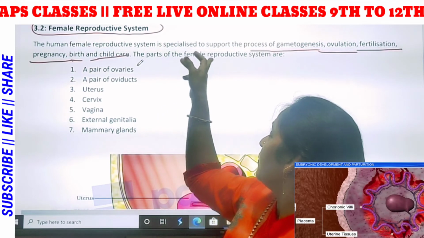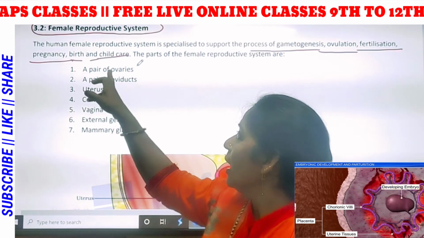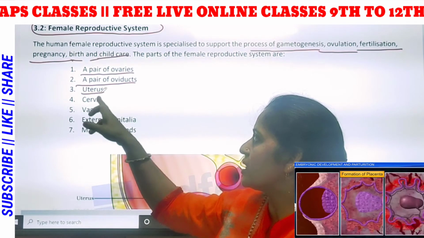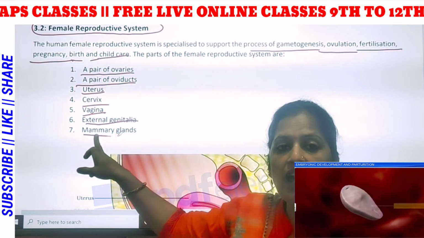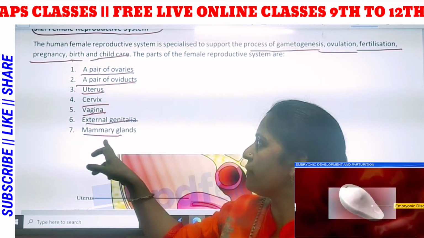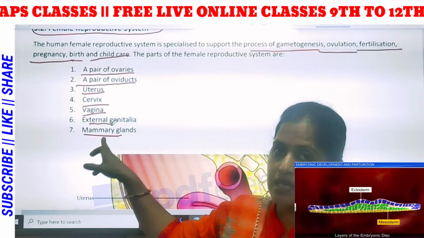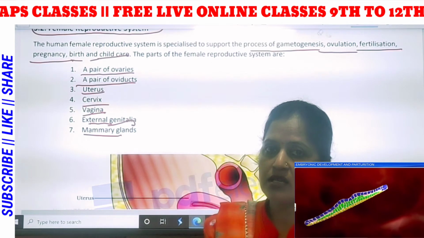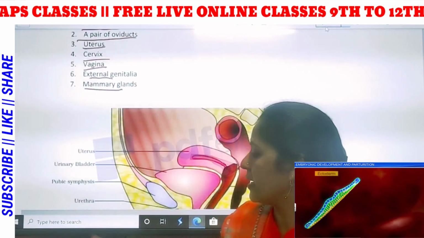That means various parts of the female reproductive system are a pair of the ovaries, a pair of the oviducts, uterus, cervix, vagina, external genitalia, and the last is the mammary glands. That means these are the 7 important parts involved in the female reproductive system. First is pair of ovaries, pair of oviducts, uterus, cervix, vagina, external genitalia, and the last is the mammary glands.